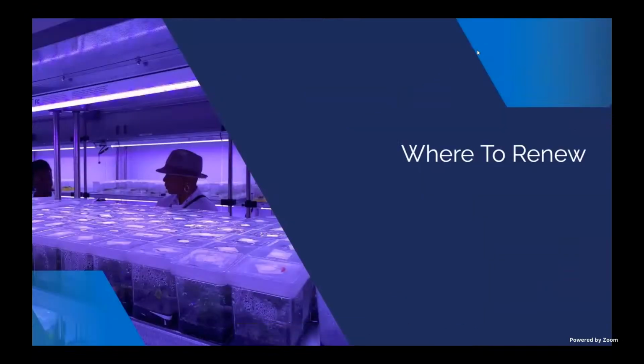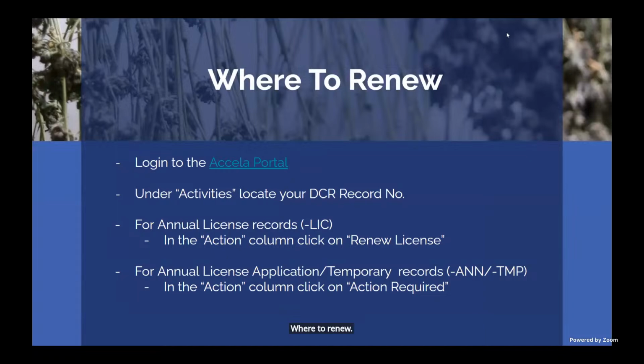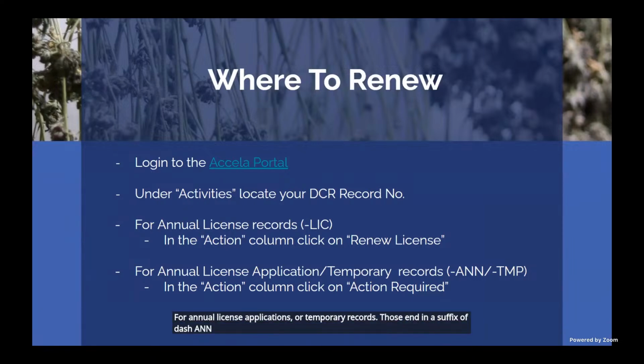Where to renew. To renew a record, you need to log into the Excel portal. It's also known as the DCR licensing portal. Look under Activities to locate your DCR record number. For annual license records, those in a -LIC, in the Action column, click on Renew License. For annual license applications or temporary records, those end in a suffix of -ANN or -TMP, in the Action column, click on the action required.